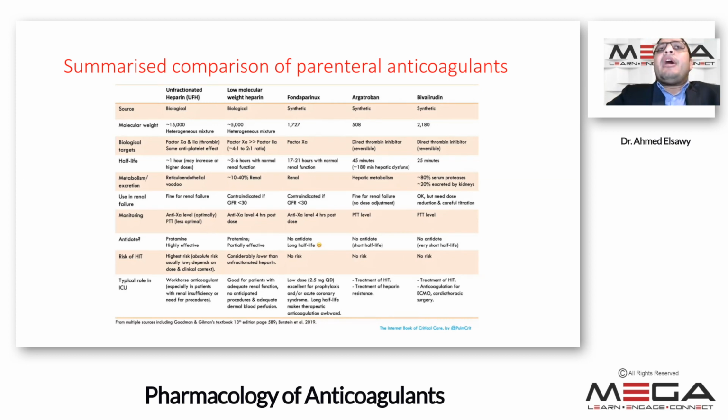Regarding monitoring, unfractionated heparin uses anti-factor Xa and PTT. Low molecular weight heparin uses anti-factor Xa, but we do not routinely monitor it unless, as we said earlier, there is an indication, such as a patient at risk of bleeding. Anti-factor Xa can be used to monitor fondaparinux, while argatroban and bivalirudin are monitored by PTT. The risk of HIT is highest with unfractionated heparin and less with low molecular weight heparin. But if a patient has suspected HIT, or a 4T score shows a high probability of HIT, then we will change to another agent like direct thrombin inhibitors or fondaparinux.